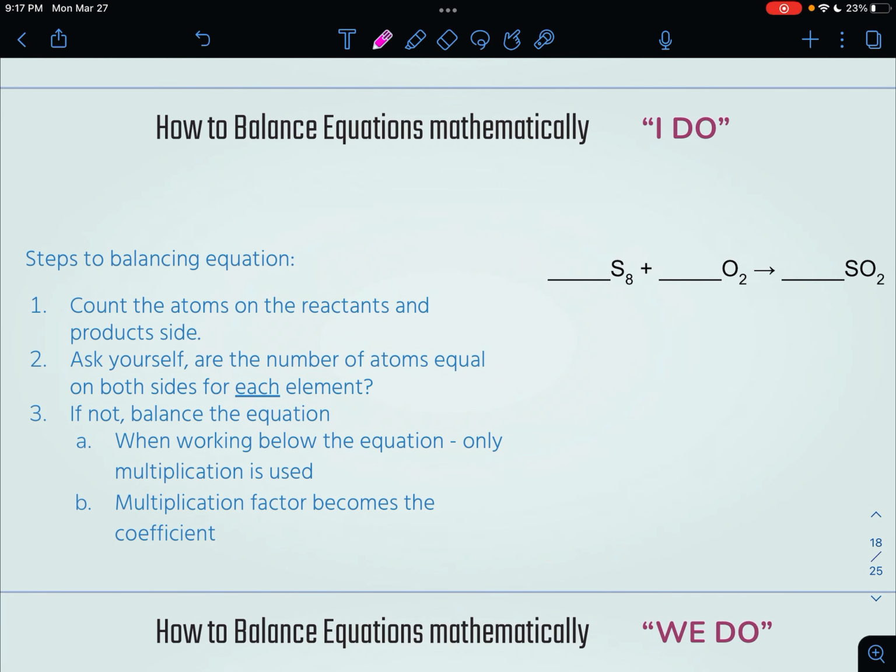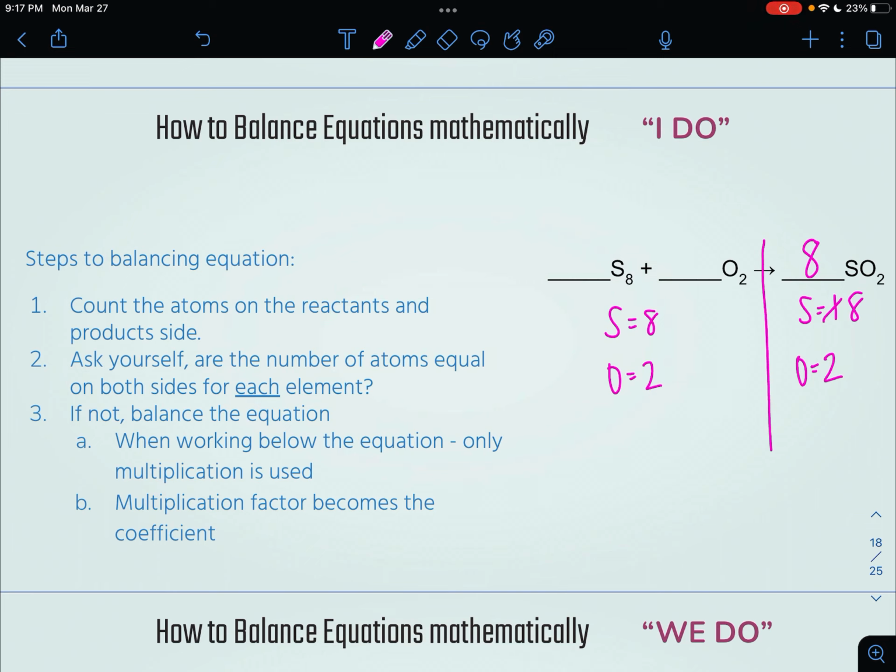Okay, let's walk through one more together. Again, we're just going to count. I have 8 sulfur and 2 oxygen on this side. On this side, I have 1 sulfur and 2 oxygen. So the sulfur is unbalanced. I only have 1 on the right side. If I have 1 now, I need a total of 8. So if I put an 8 in front, now that gives me 8.